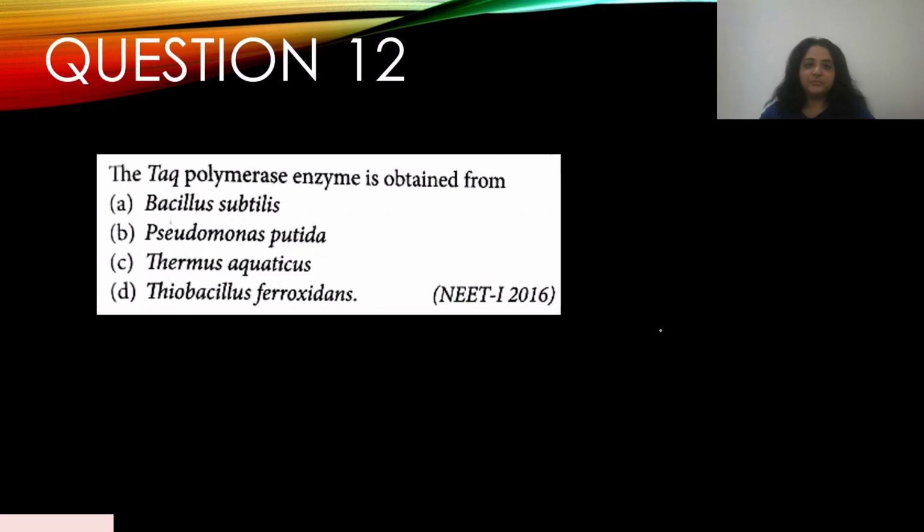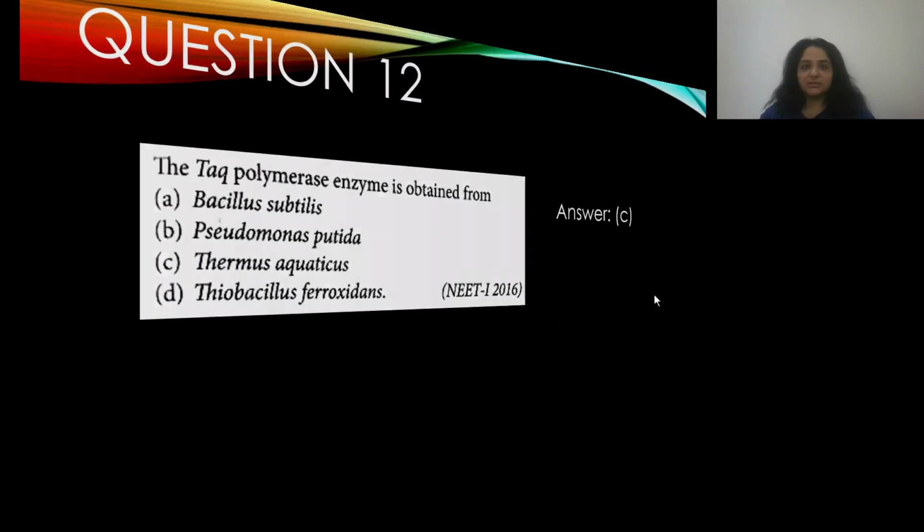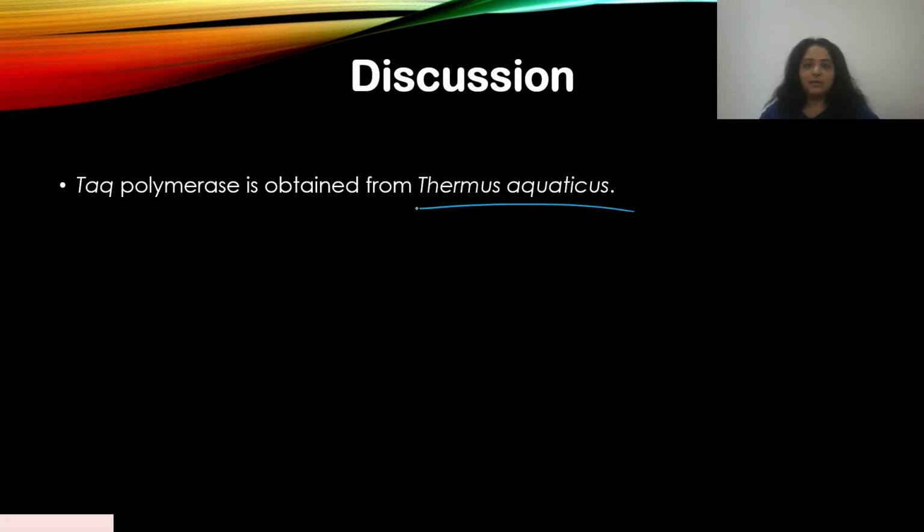Let's move on then. Question number 12. The Taq polymerase enzyme is obtained from, this appeared in NEET 2016: A, Bacillus subtilis. B, Pseudomonas putida. C, Thermus aquaticus. That's the right answer. We already discussed this. D, Thiobacillus. That's incorrect. So the answer is C, Thermus aquaticus. There's nothing much to explain. The Taq polymerase is used in PCR, and it's a heat stable enzyme.